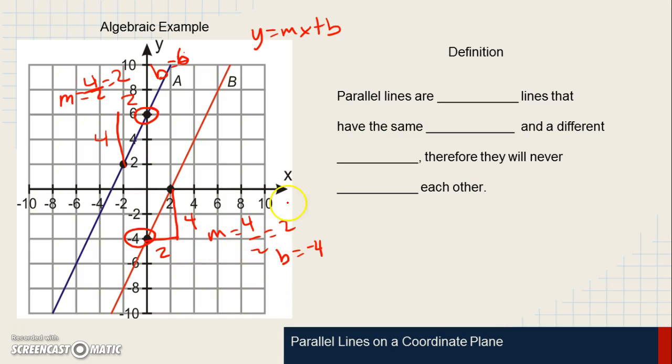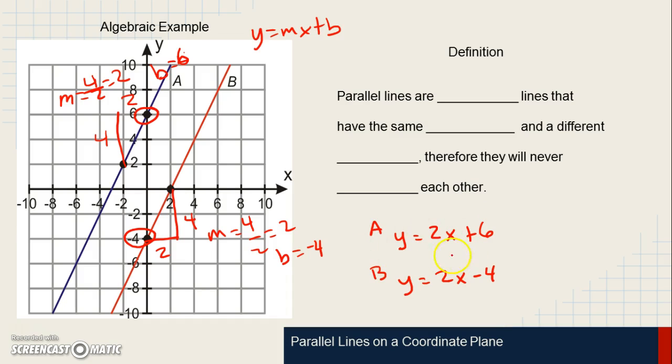So if I put this all together, here's my equation for line A. We have y equals, the slope is 2 times x, and the y-intercept is a positive 6, so we write plus 6. And then the equation for B is y equals, again the slope is 2 times x, and the y-intercept here is a -4, so we're going to write -4.